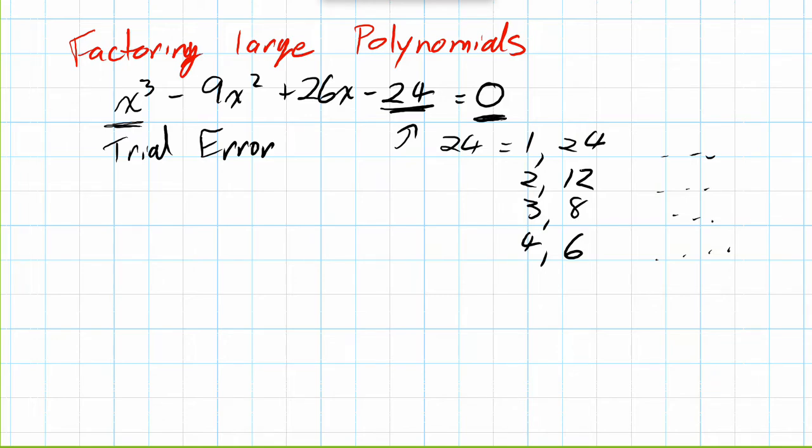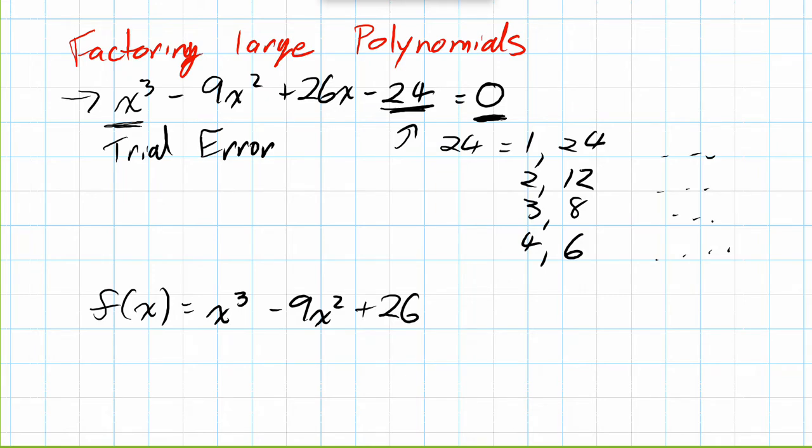So in other words, I'm going to rewrite this equation as a function. I'm going to say f of x is equal to 3x cubed minus 9x squared plus 26x minus 24. Whoop, not equal to 0. What am I saying? It's a function. And what I'm going to try is plugging in the value of 1. I'm just going to go through them all. So f of 1, what does that give us?